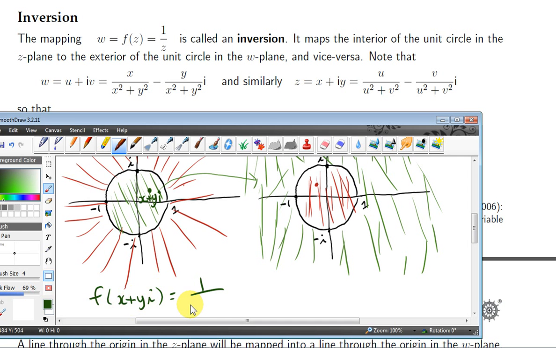So this is going to be 1 over x plus yi. Now we want to write this as a single complex number, so we multiply above and below by the conjugate of the denominator. So in the denominator we're multiplying x plus yi by its conjugate. That's the same as squaring the modulus of x plus yi. That is x squared plus y squared. So that's the distance of x plus yi to the origin.